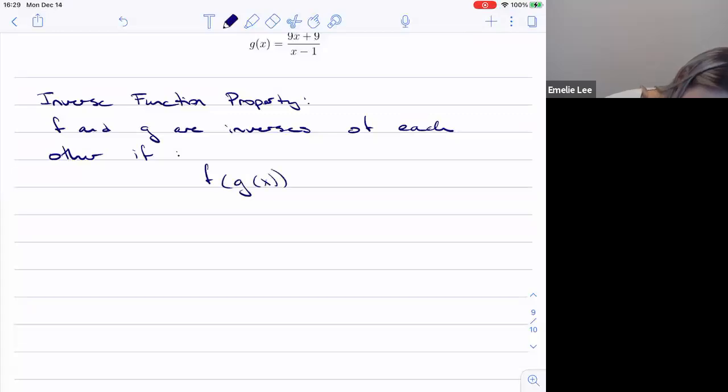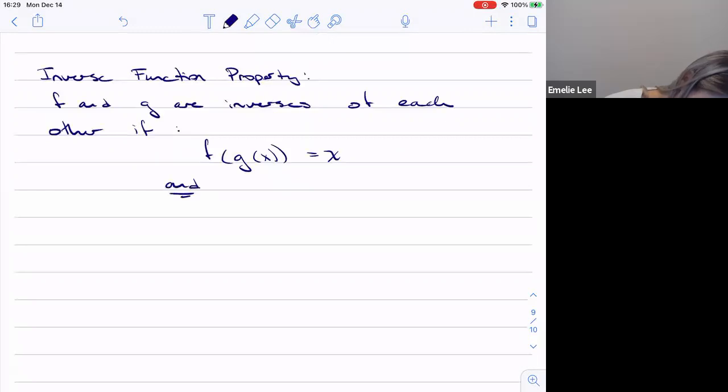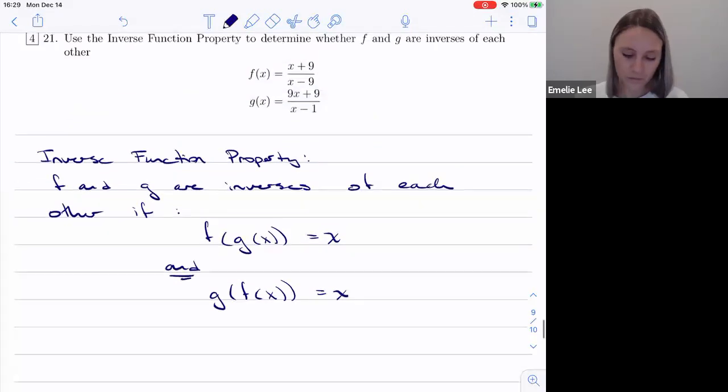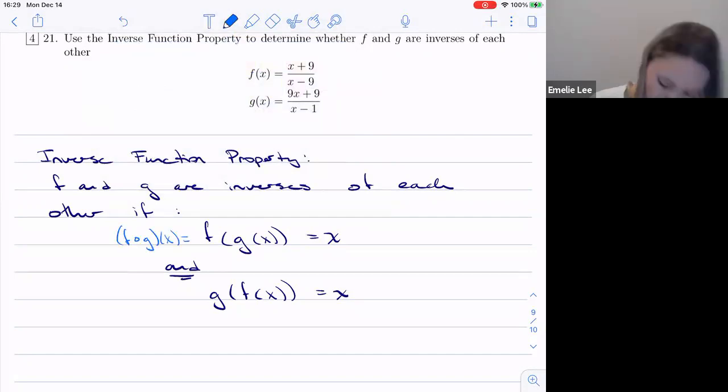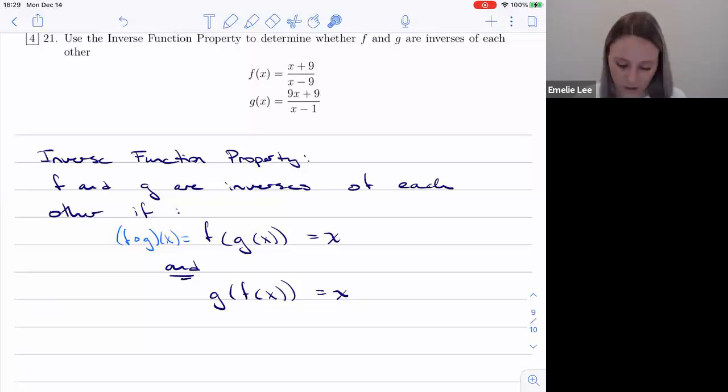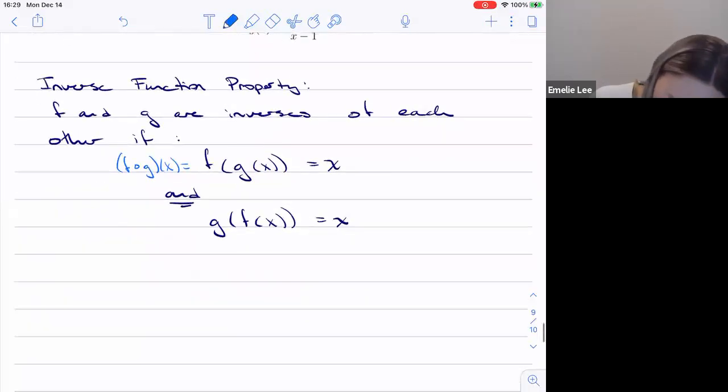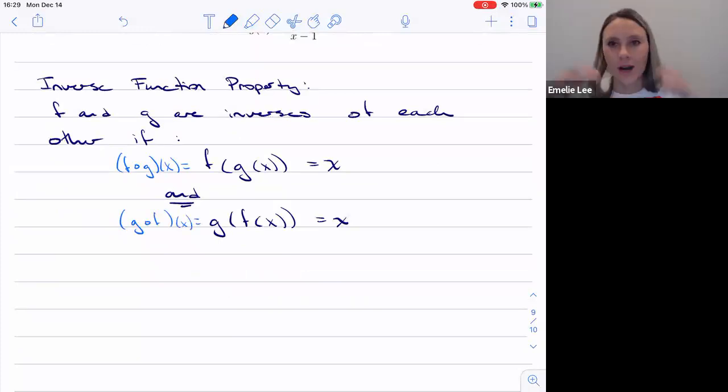f of g of x is equal to x, and so it has to be true for both of these, and g of f of x is equal to x. This is a function composition, right? So if you prefer, you could write f composed with g of x. But I think a lot of people don't love the composition. When we write f of g of x, it's a little bit easier to read, but I'll just put it on here to be proper. So g composed with f of x, which is g of f of x.